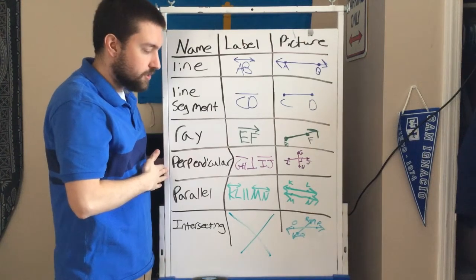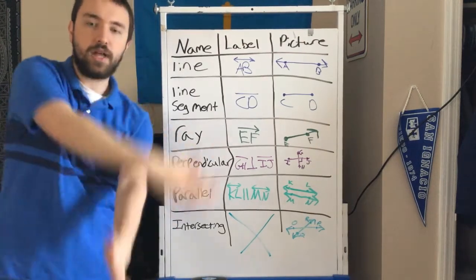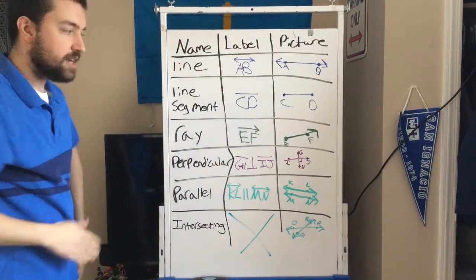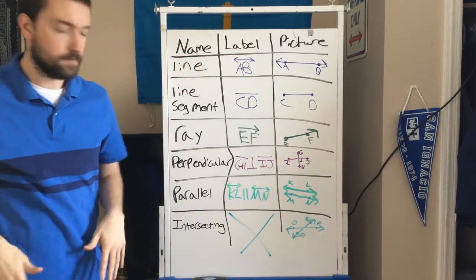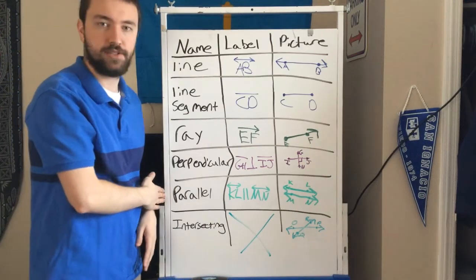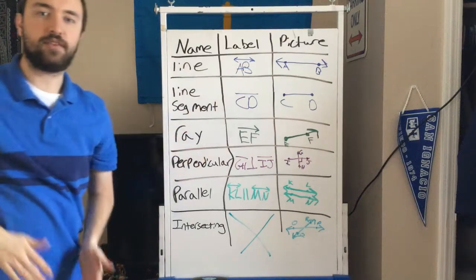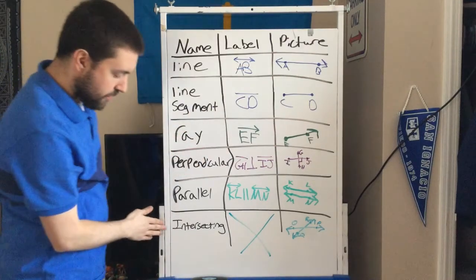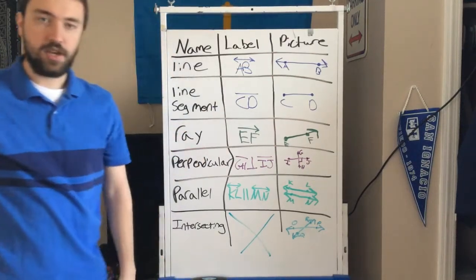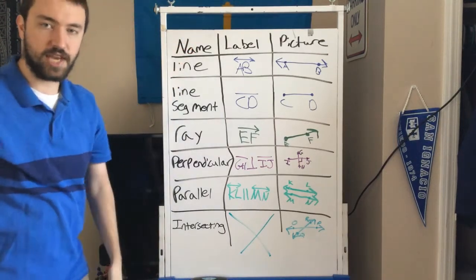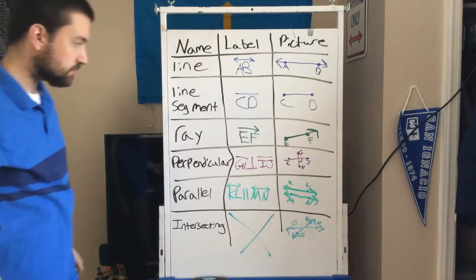Perpendicular lines are where two lines cross at a perfect 90-degree angle. If it's not 90 degrees, it's not perpendicular. Parallel lines are two lines that go on and on forever that will never, ever touch. And then intersecting lines are two lines that cross, but not at a 90-degree angle. They're just any other type of lines that cross.